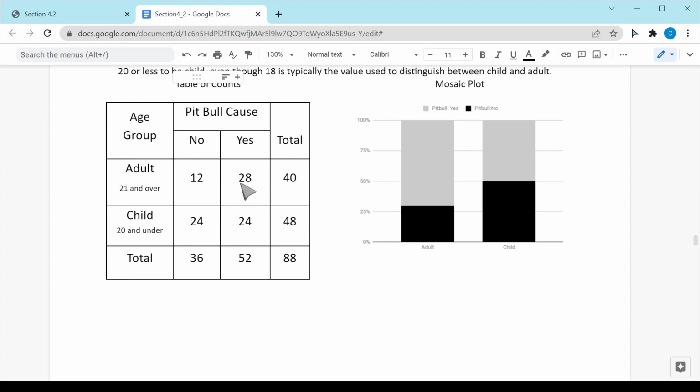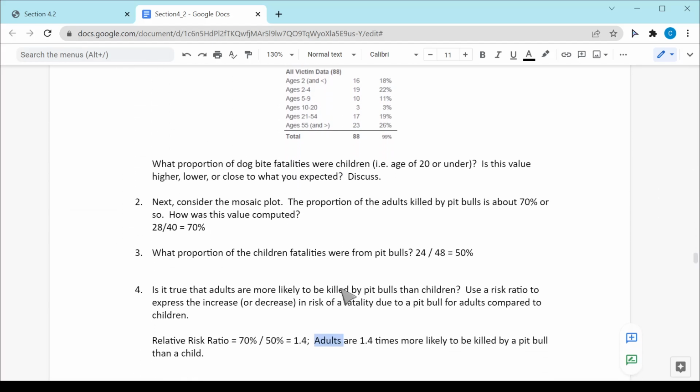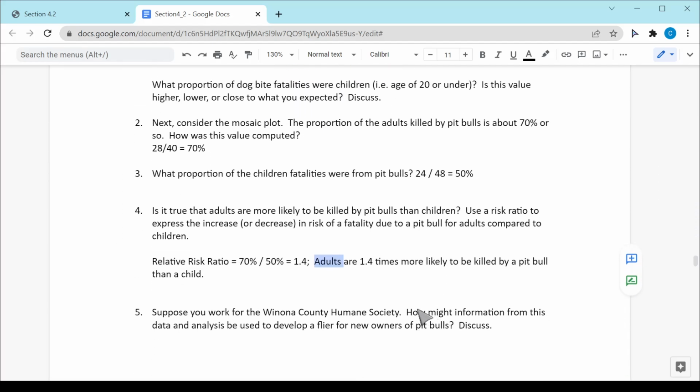And that might make sense, because adults are handling their dogs a lot more than children are, and probably even more so when the breed is a pit bull. So if they're handling them more, then we would expect that the risk of death might be higher.